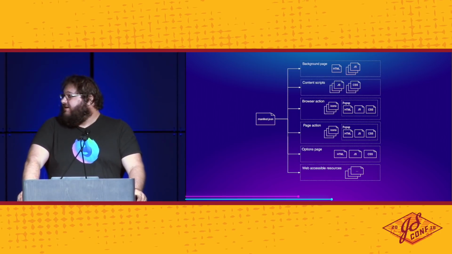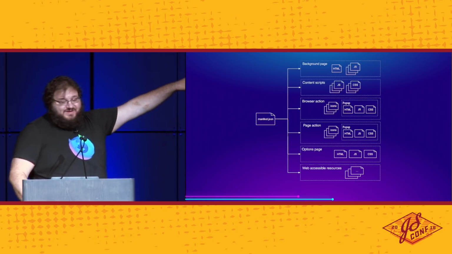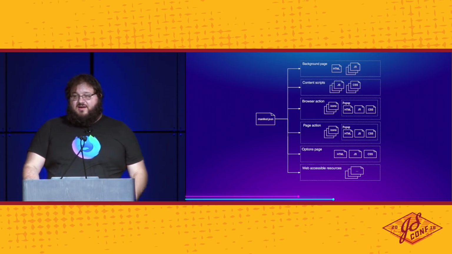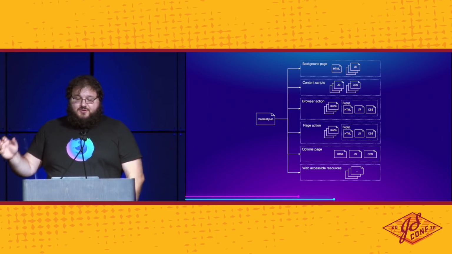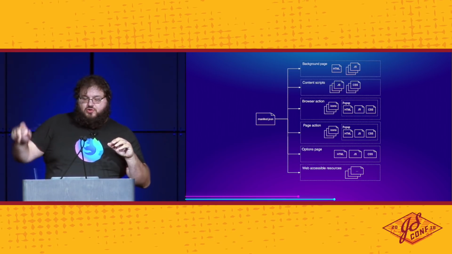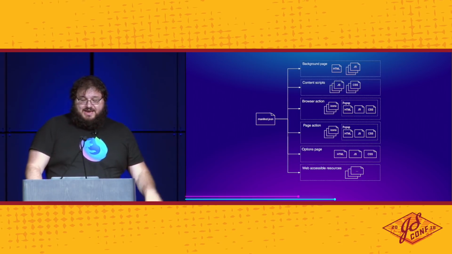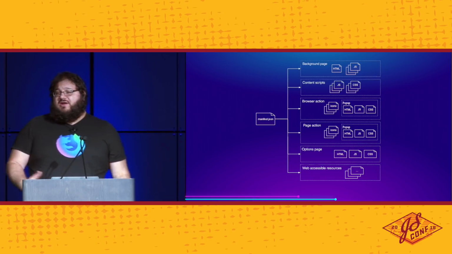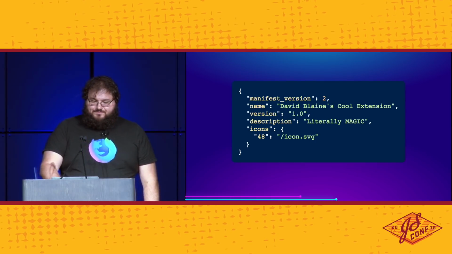And they have this architecture. This is the most detailed image in the entire slide deck. But if you can kind of see, we've got a manifest, and that manifest says, here's everything I can do. And then a big list of things you can do. You can spawn background scripts and content scripts and browser actions, which are the buttons in your toolbar, and page actions, which interact with the page you're looking at, and option pages, which give you preferences UI, and then you can actually manipulate web pages themselves and make resources they can access.